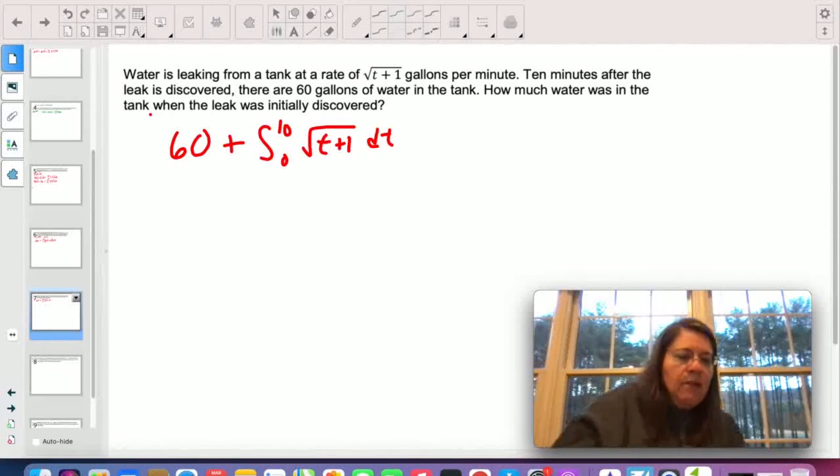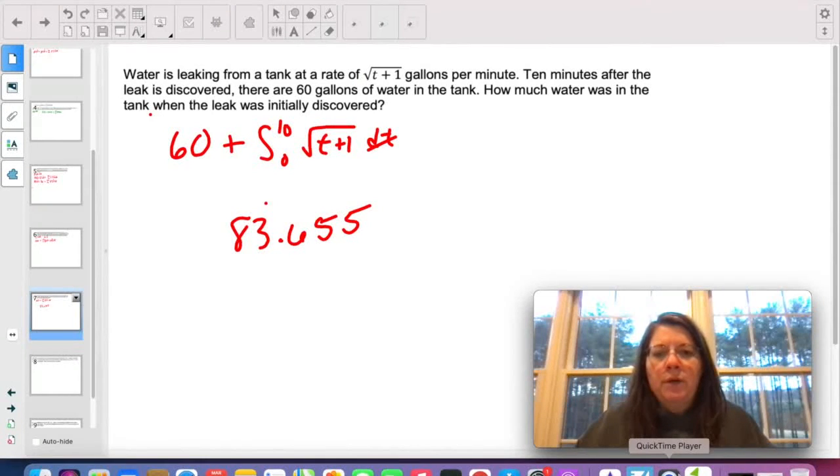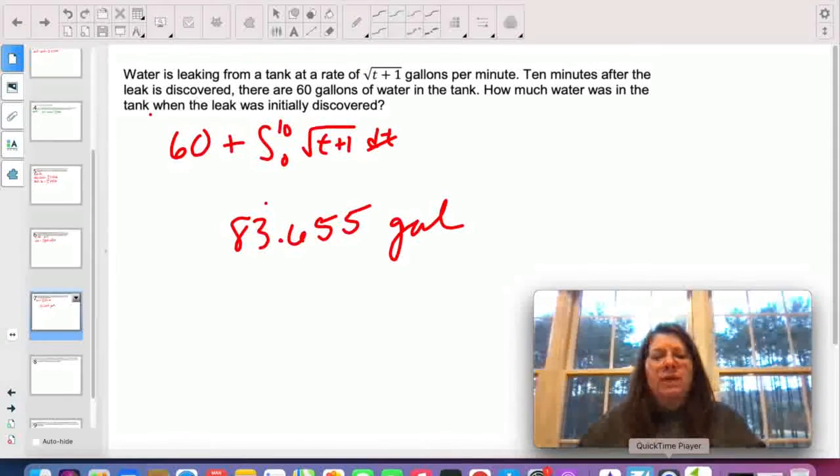So the answer to this one is 83.655, and how much water was in there, so that would be gallons. Sometimes they may be more specific and say round to the nearest gallon, something like that. You just have to read what they ask you to do and do what they say.